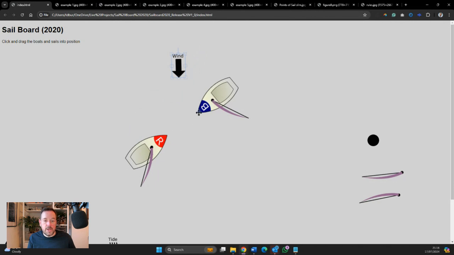In this situation here, the starboard rule applies. So it's that first rule. The starboard boat has right of way over the port tack boat, and the port tack boat really should make it clear as to which way they're going to go to resolve that situation.